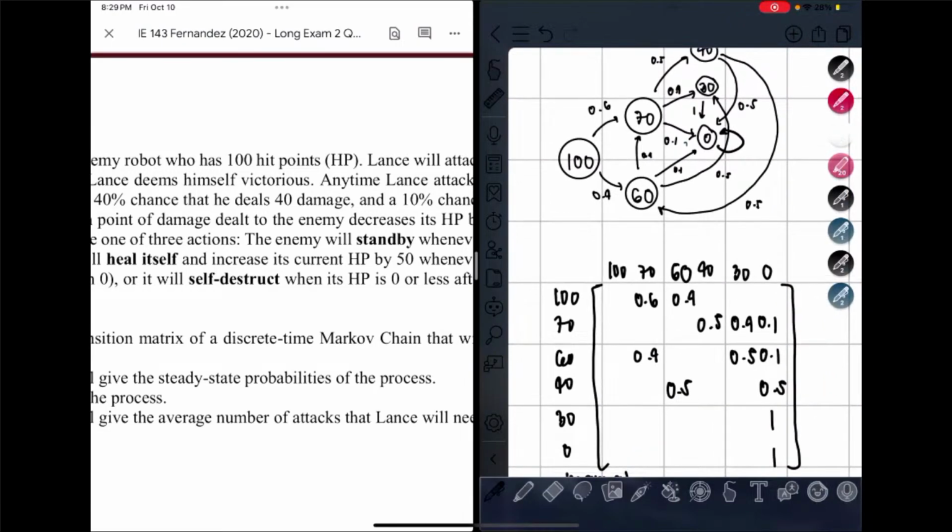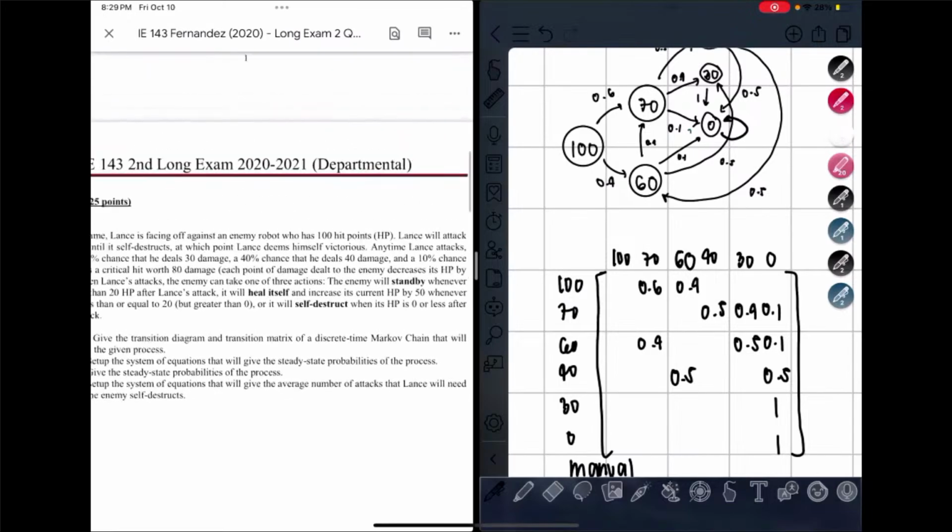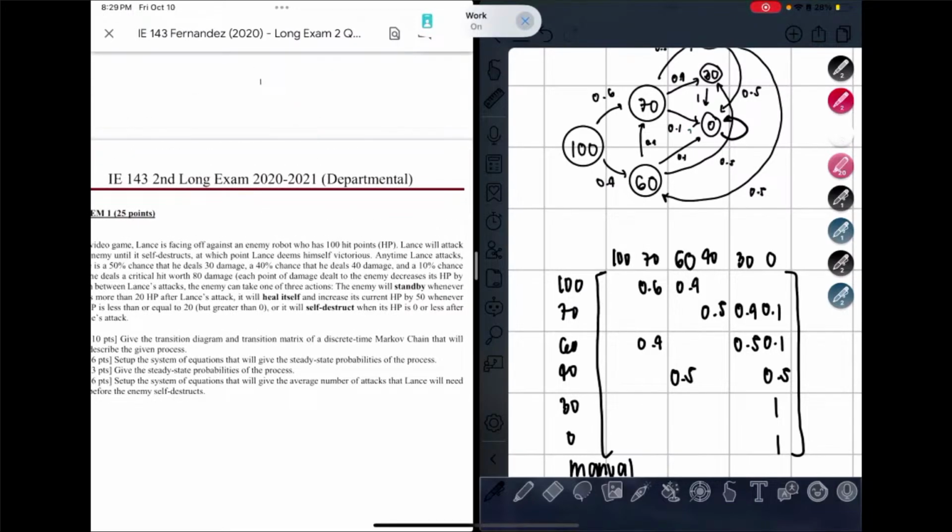Yeah. Thank you. Okay, nice. So yeah, that's basically for the first part. For the second part, steady state probabilities of the process or the system, and then it makes us solve it. So let's just do it.